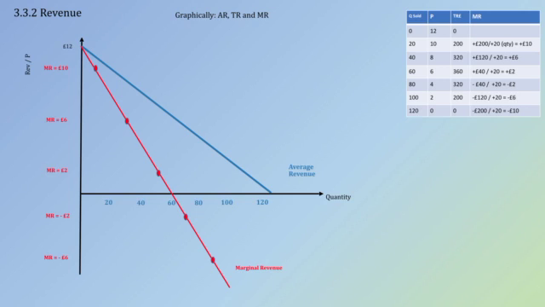Now let's have a little look at the total revenue as well at this point. What we're suggesting here is that if there's nothing sold, even though the price is £12 and we're on this part of the demand curve, the total revenue is going to be nothing. If we go to the other extreme, where we have 120 quantity sold, but to do that we had to drop the price to 0, we're not going to get any revenue. So again, the total revenue at that point is going to be 0.